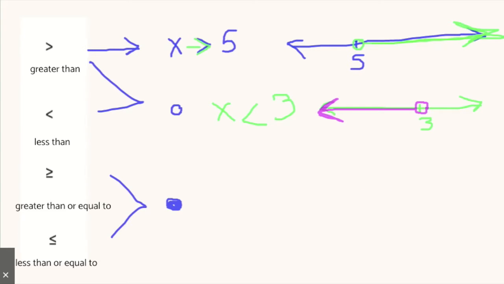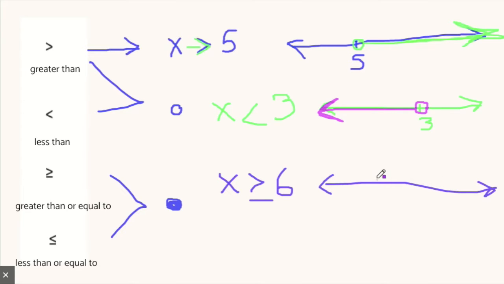Now let's graph greater than or equal to. Our example can be x is greater than or equal to 6. We just do it the exact same way we did the previous 2 questions. But in this case, we're going to use a filled in, full circle, like this. And because it is greater than, we're going this way.